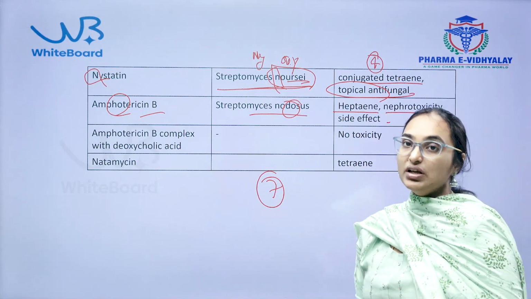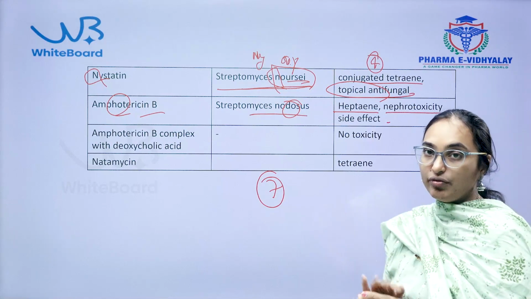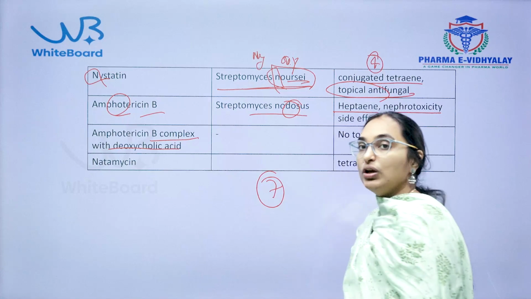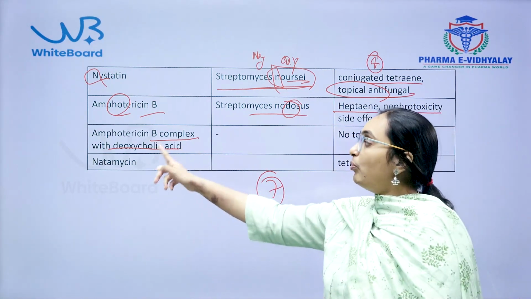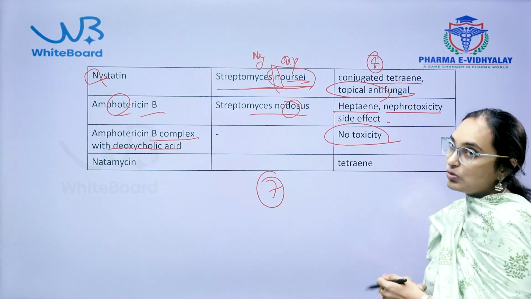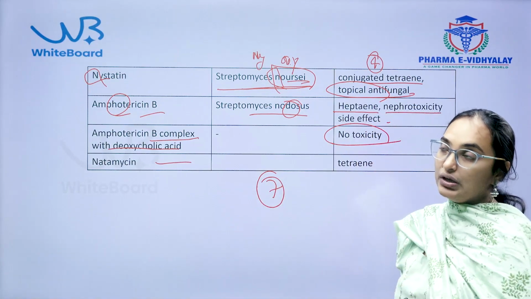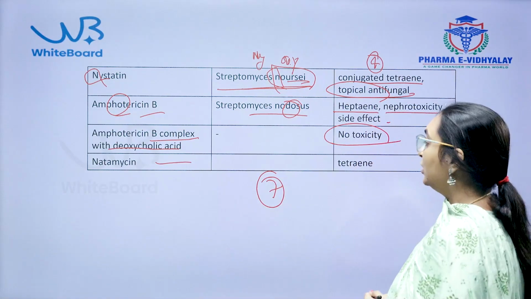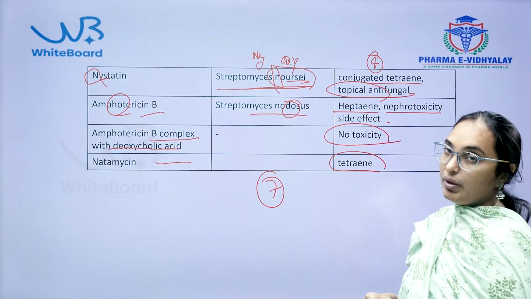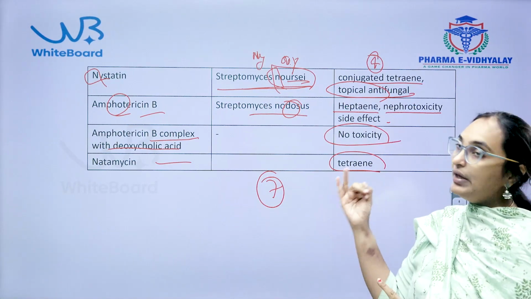The side effect of amphotericin B is nephrotoxicity. In order to remove that nephrotoxicity side effect, amphotericin B is complexed with deoxycholic acid. So, amphotericin B complexed with deoxycholic acid will not give nephrotoxicity, so there will be no toxicity. And natamycin is another antifungal antibiotic; it is also a tetraene. These are the important points about polyene membrane disruptors, which are nystatin, amphotericin B and natamycin.